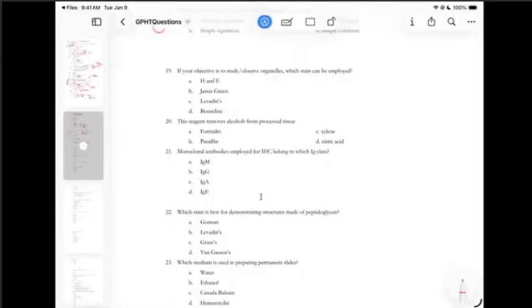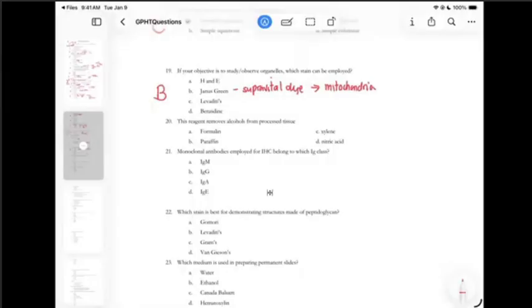So organelles, these are mga subcellular structures. So it's best to use stains, no, that are targeting the cytoplasm, since yung organelle cytoplasmic structures yan. And among the choices, no, the best answer there would be Janus green. So Janus green, which we can use for the organelles, no, this is a supravital dye, especially for the demonstration of mitochondria.